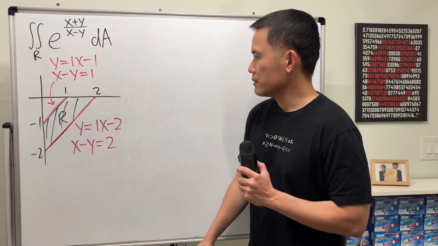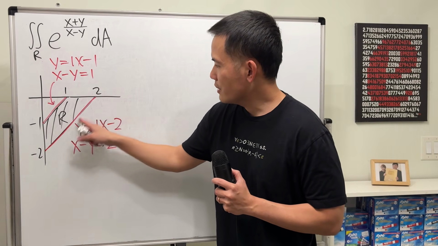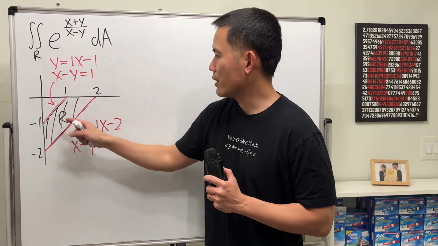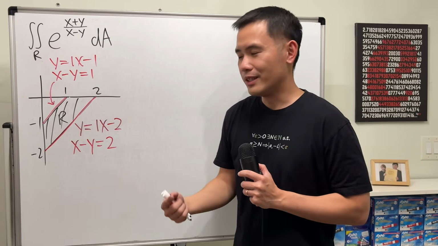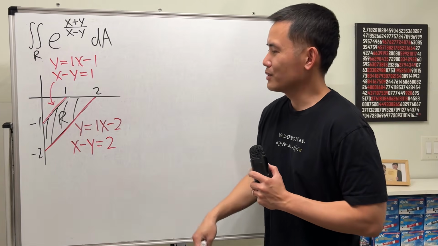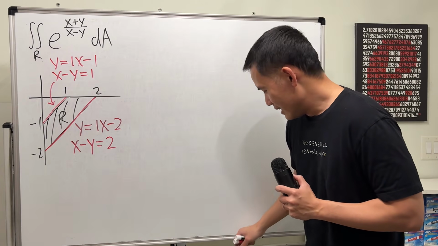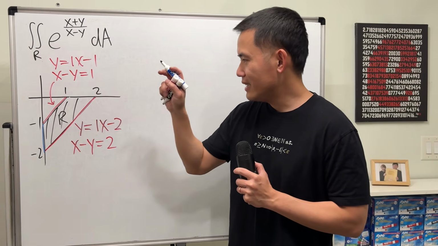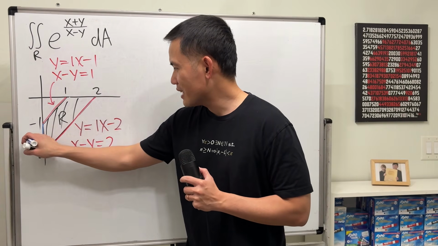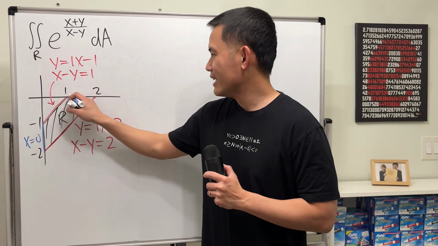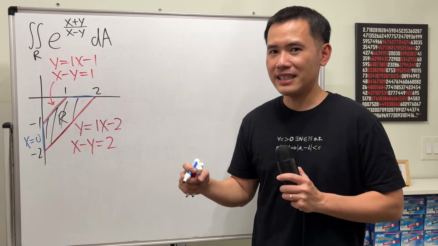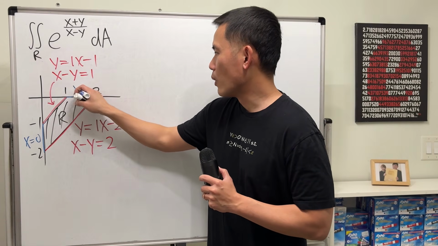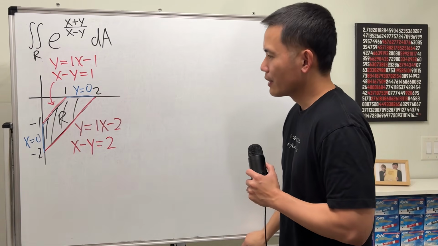Now you might be wondering, this right here is like 2 and this right here is 1. Why is the 2 below? The reason is because the y is negative. Just keep that in mind. Now we also need this side, which is on the y-axis. The equation for that is x equals 0. And then this right here is on the x-axis. The equation for that is y equals 0.